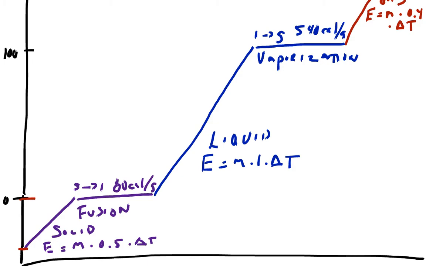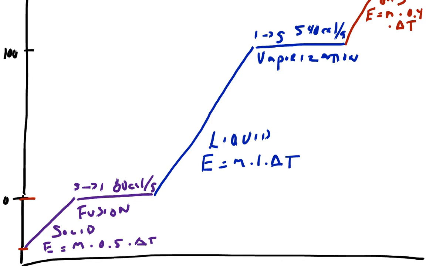On the flat piece, we call that fusion. And it is basically the phase change from a solid to a liquid. And it takes 80 calories per gram to change 1 gram of water from a solid phase to the liquid phase.